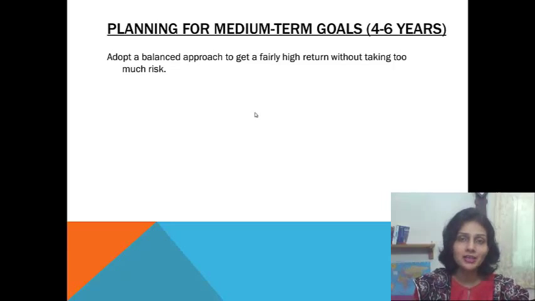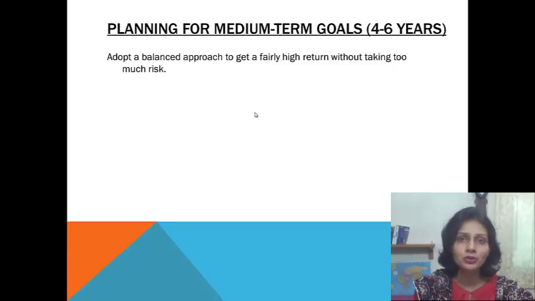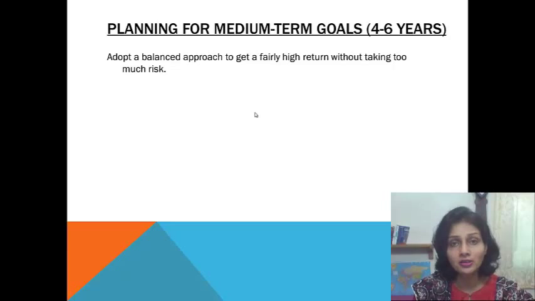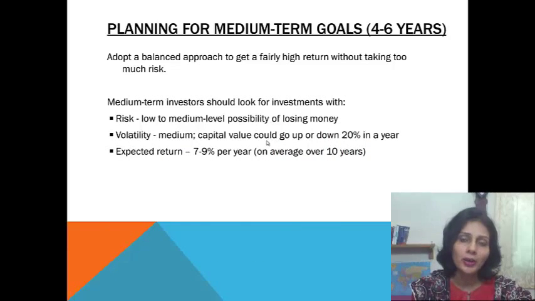Because if anything was to go bad with your investment during the next 4 to 6 years, you may not have sufficient time to correct it. So that is why you have to look at investments in a balanced way. You are looking at growth, you are looking at high return, but you are still trying to play safe with your investments.